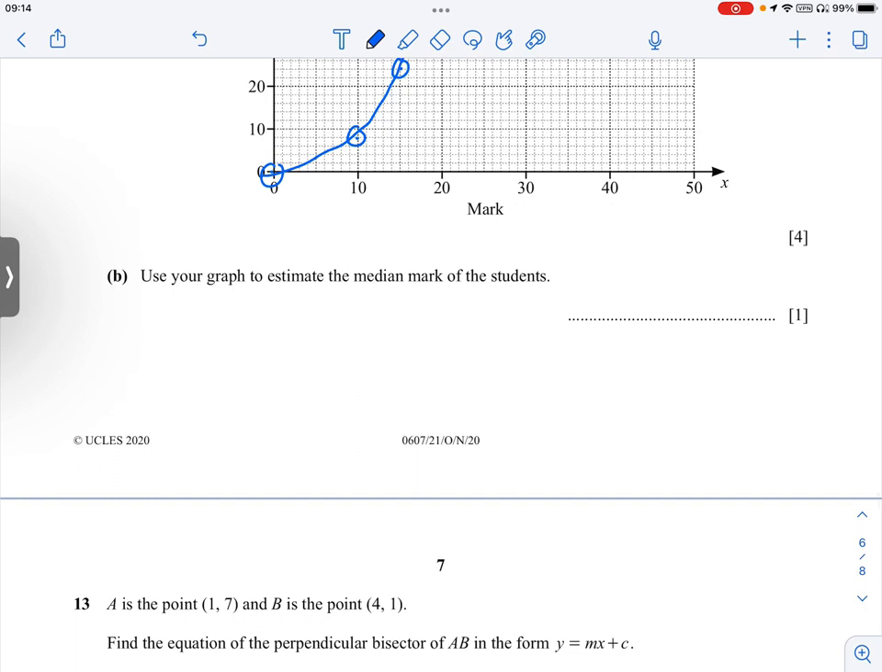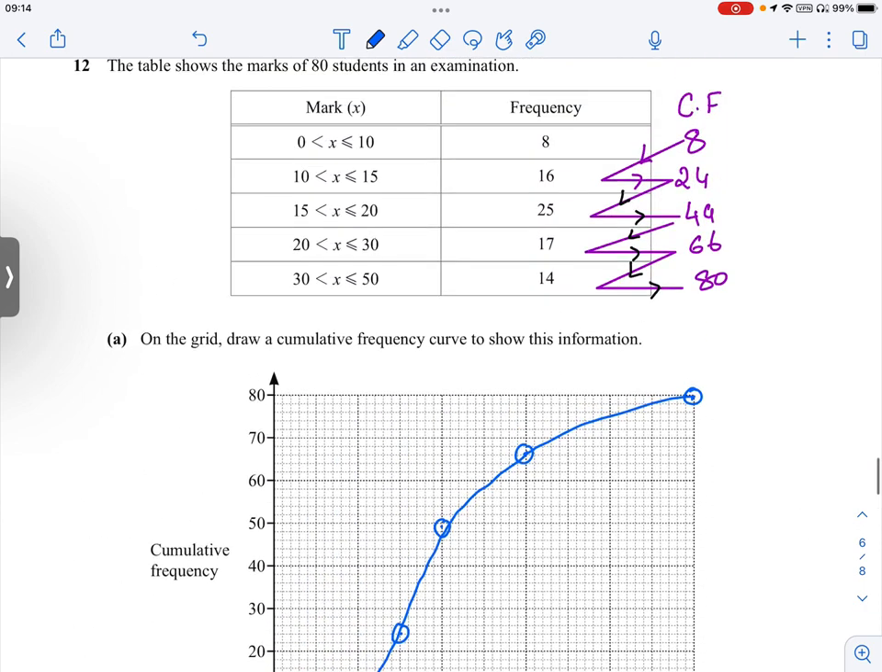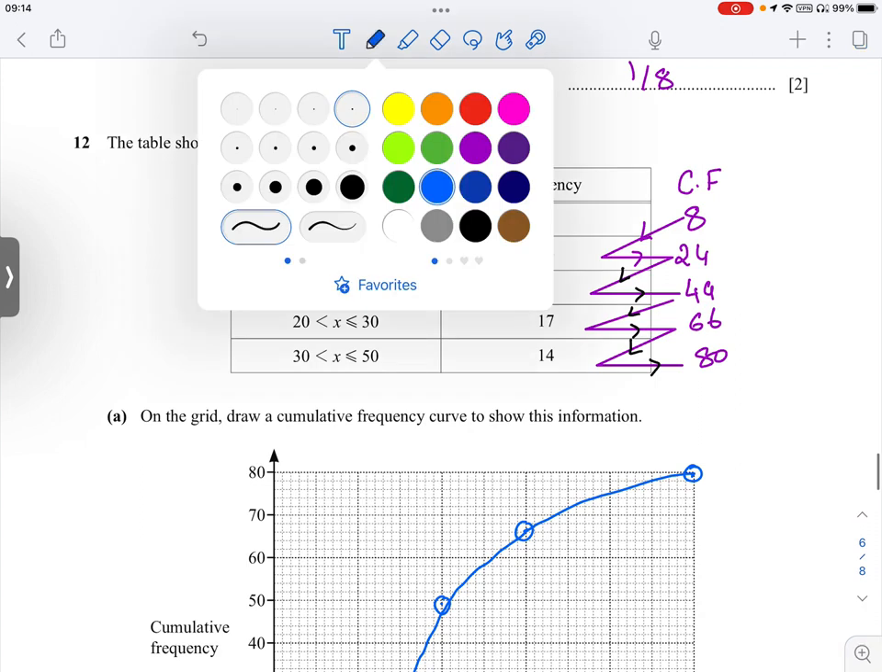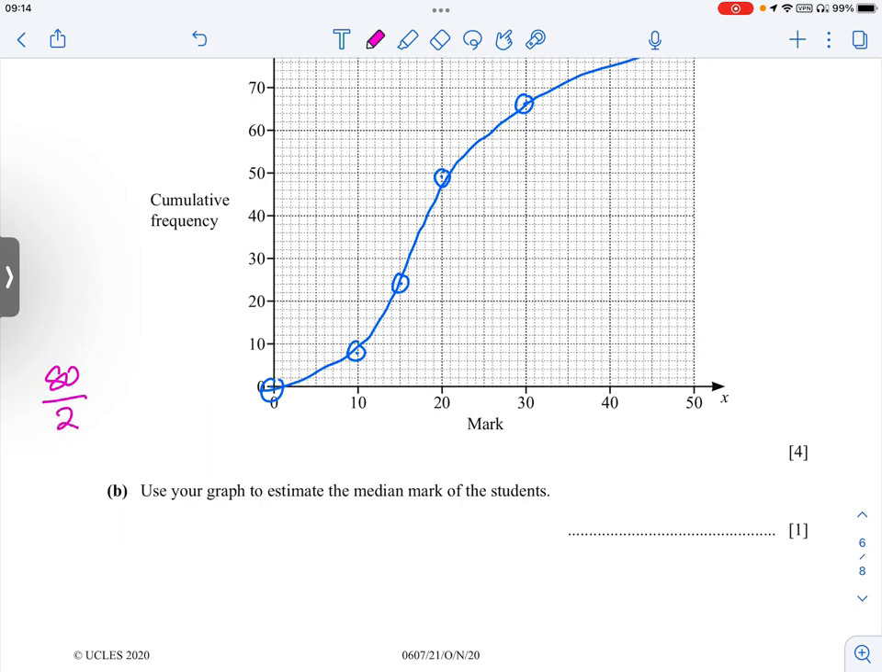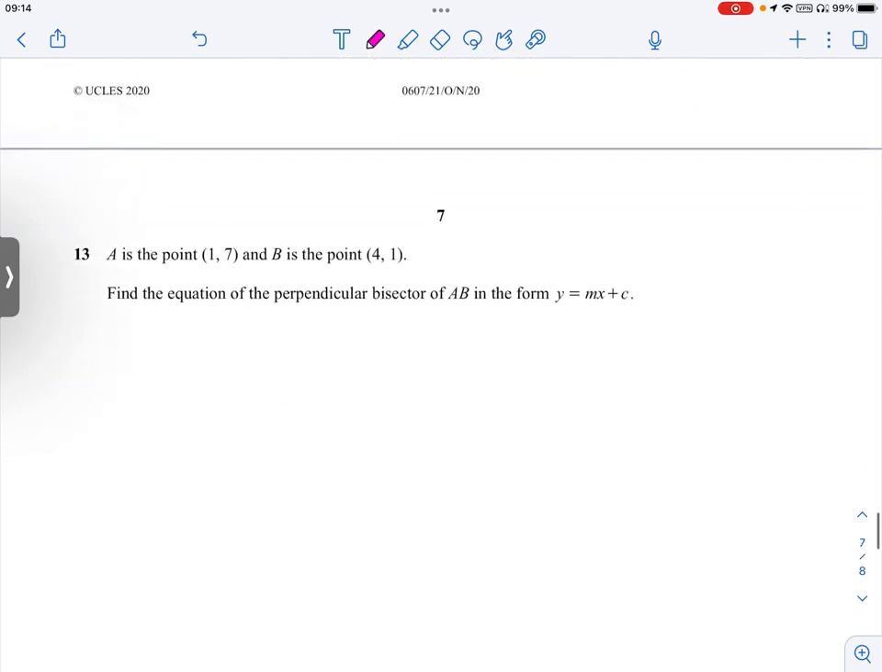Use your graph to estimate the median. So how many students are there? 80 students. So the median is going to be nothing but what? 80 divided by 2, which is 40. So from 40, draw a line, check if it is hitting the graph. Yes. Then from there, drop it down. So it is almost on 18. So the median is going to be 18.